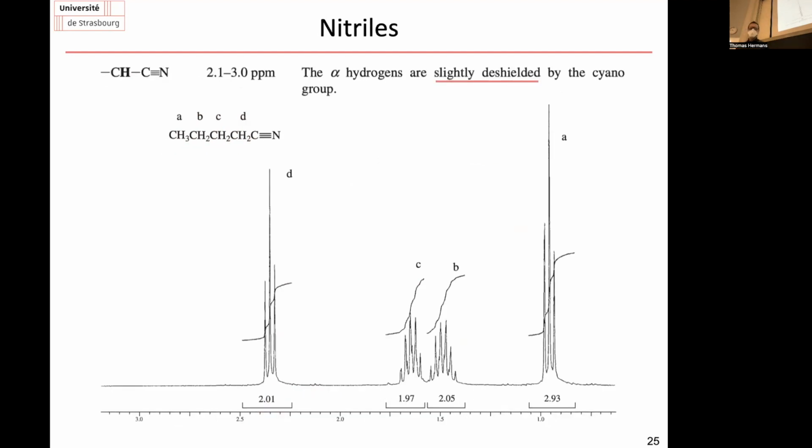Okay, nitriles, they are slightly de-shielded, not so much. So here we see this one, this is electronegative, so this one is the most downfield. It has 2 neighbors, so it gives you a triplet. These ones all have, so this one has 4 neighbors, so that will be a pentet or something, yeah. And here the same, and again, the methyl group is the most upfield shifted, and it's a triplet.